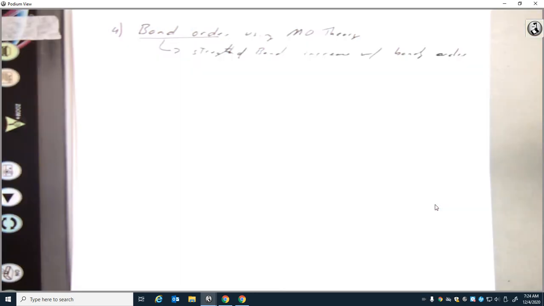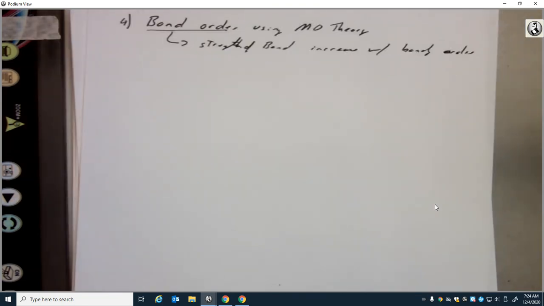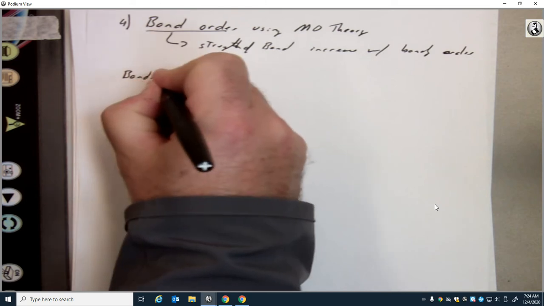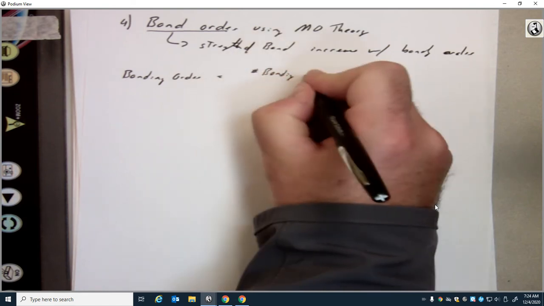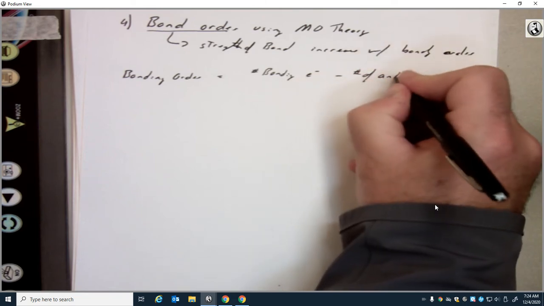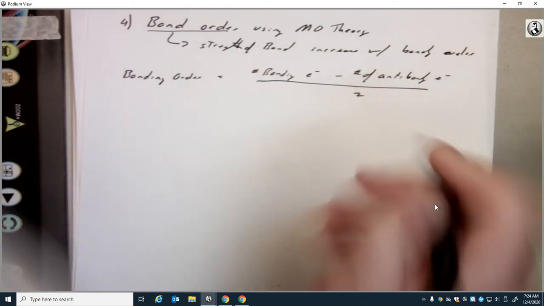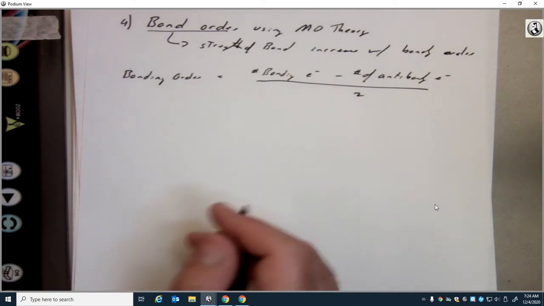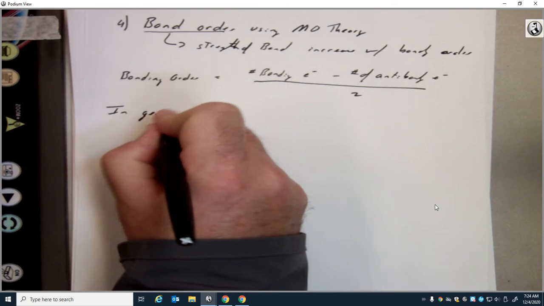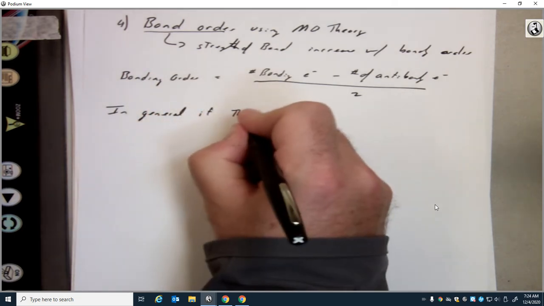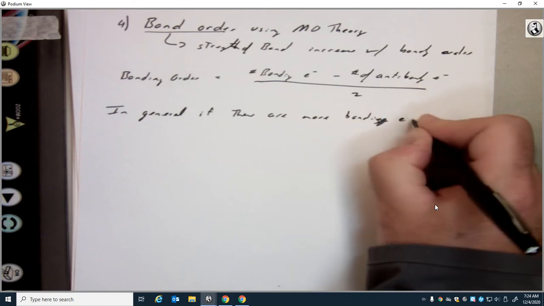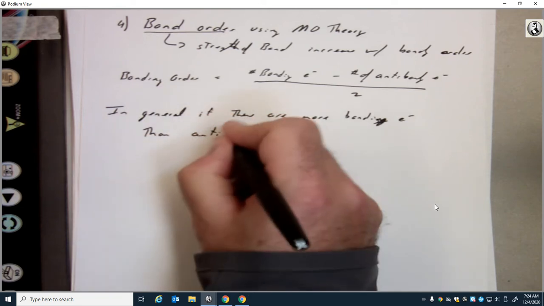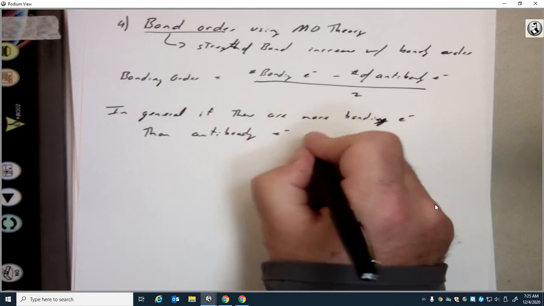In this case, it's going to be a little bit different to calculate when we're using molecular orbital theory. Our bond order is equal to the number of bonding electrons minus the number of anti-bonding electrons, all divided by 2. Now, in general, if there are more bonding electrons than anti-bonding electrons, the bond is stable.